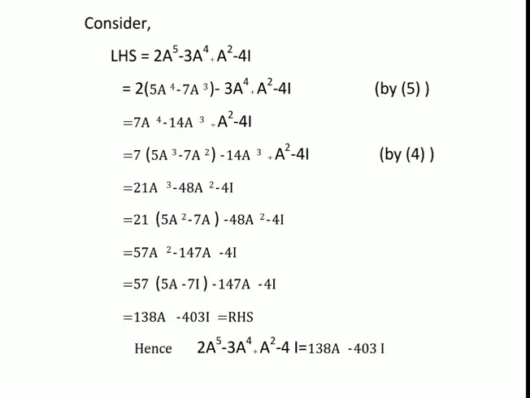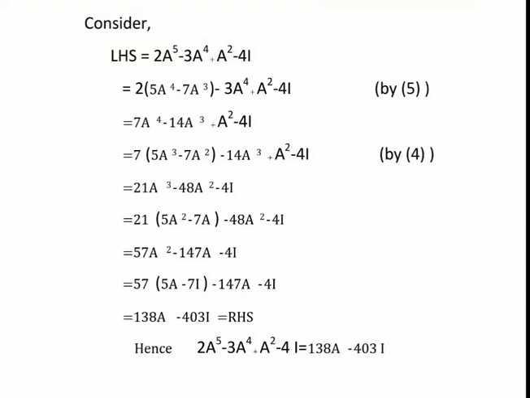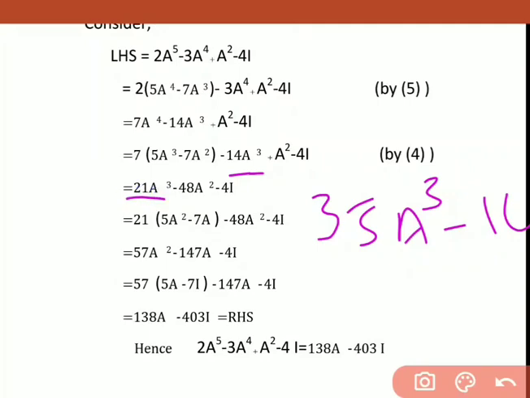Now you have to substitute the value of a^4 from equation number 4. 7 as it is. Equation number 4 is 5a^3 − 7a^2, and minus this 14a^3, minus a^2 − 4i as it is. Open this bracket. So you will get 7 fives are 35a^3, and here we have one more a^3, minus 14a^3. So 35 minus 14 gives 21a^3.